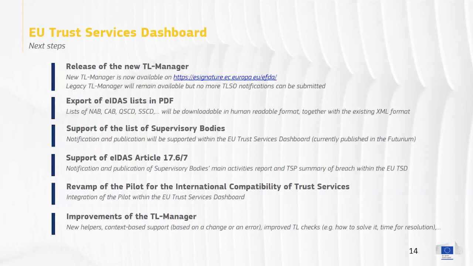Same for the errors. Sometimes there are errors or warnings on the trusted list that are not easy to understand. And so what we intend to do is to provide more fields on the error, like a suggestion on how to solve this error, as well as some level of criticality on this error and so on. We also intend to improve the trust list checks. So how to solve an error and the time for resolution, in fact, is what I just mentioned.